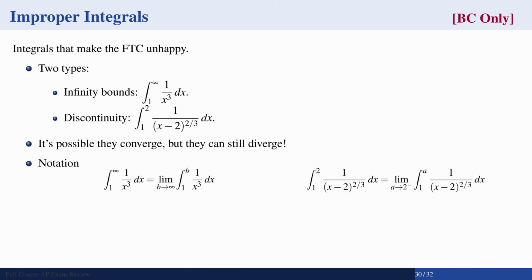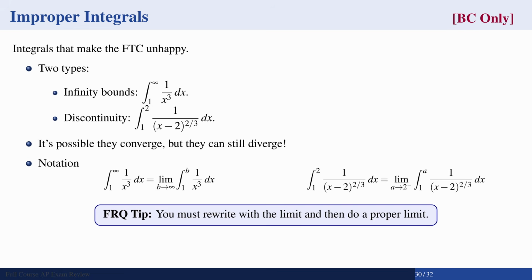And then, for example, if you had the integral from 1 to 2 of 1 over the quantity x minus 2 to the 2/3, because the problem is happening at 2, we need to approach 2. Since you're from 1 to 2, the only way you can approach 2 is from the left. So we change our integral to the limit as a approaches 2 from the left, the integral from 1 to a of the integrand. So it's really picky, but that's what you got to do. You have to use the limit or you're definitely going to lose a point. And you don't want to lose points.